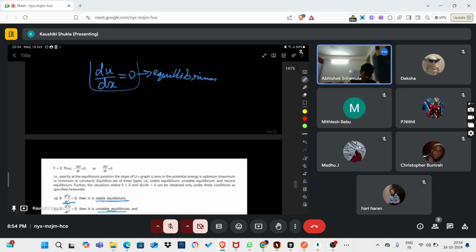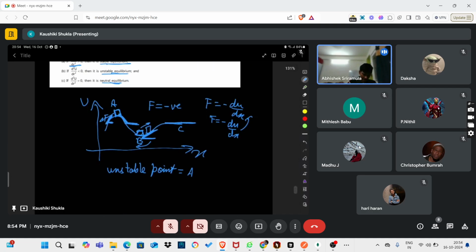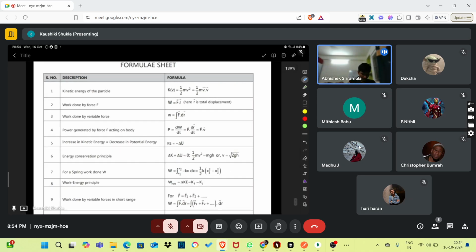From this example, what is stable equilibrium? Once the object is pushed, it will come back to its initial position. That is stable equilibrium. Neutral equilibrium is basically where the slope is zero. That means force is also zero. Then it is just in equilibrium. Call it neutral equilibrium or just normal equilibrium. Nothing is happening. If you push it in the forward or the backward direction, it won't come back to its initial position. That's it.